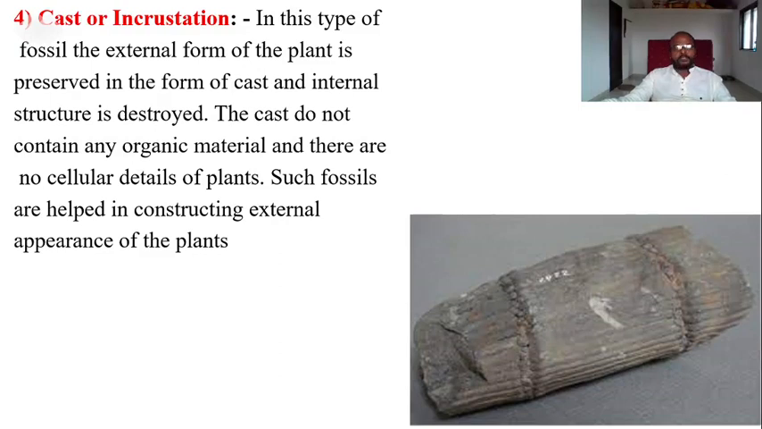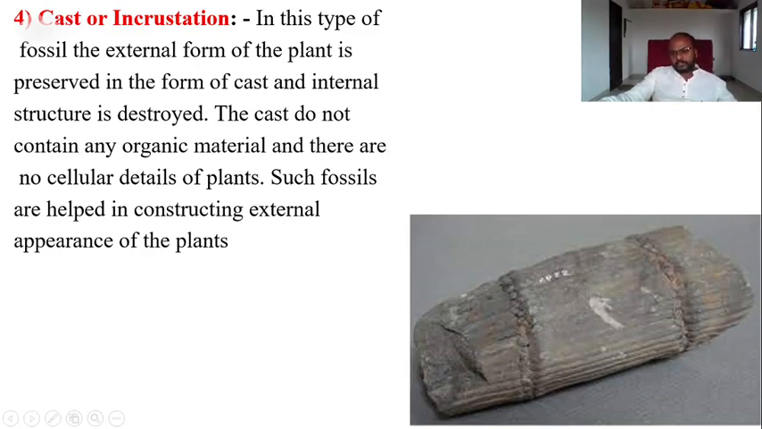So the next type, that is the cast, also called incrustation. In this type of fossil, the external form of the plant is preserved in the form of a cast, and the internal structure is destroyed. That means this is similar to the impression, but here there is a cast of the carbonaceous material. The carbonaceous organic material is preserved, but the cellular details cannot be preserved.